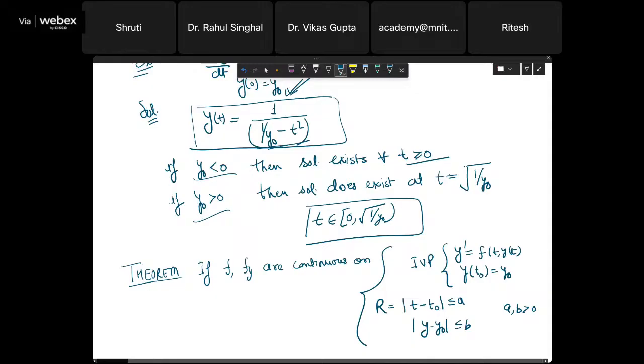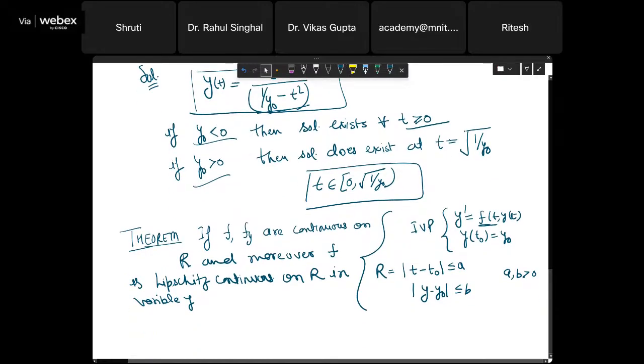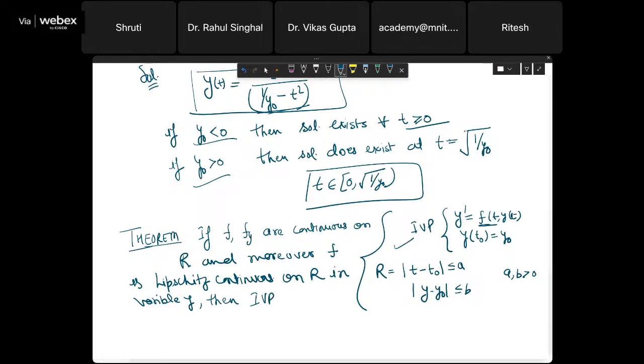Okay. So for this problem, if the right hand side function f and its derivative with respect to y are continuous functions on the rectangular domain R, and moreover, if we know that the f function is Lipschitz continuous on the same domain R with respect to the variable y, so we say that it is Lipschitz continuous on R with respect to the variable y, then this initial value problem which we have considered here is going to have a unique solution on the closed interval t naught minus delta to t naught plus delta, where delta is some small positive number.